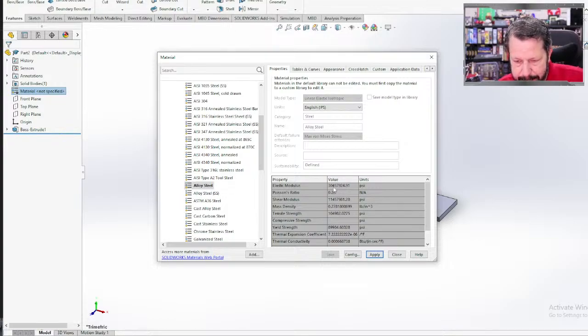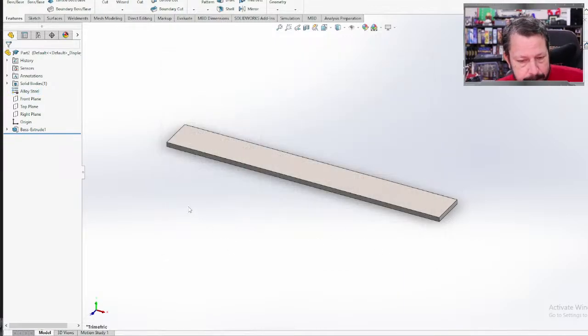30 million psi for the modulus of elasticity, and tensile strength at, oh, this is actually a pretty strong steel, 105 ksi for tensile strength. Yield strength at 90 ksi. So it's pretty strong material. We'll use that. Normally you would use the material you were interested in. I just picked one. All right.